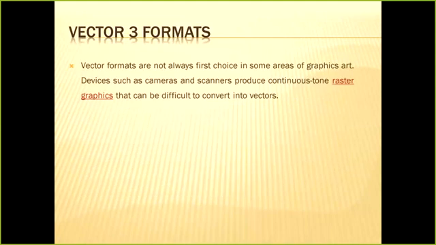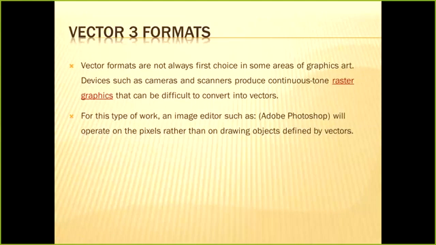Vector formats are not always the first choice in some areas of graphic art. Devices such as cameras and scanners produce continuous tone raster graphics that can be difficult to convert into vectors. So essentially, to make this easy, if you're scanning a piece of art, or if you have a camera and you take a picture, you are not creating a vector. You're creating a raster graphic, which can be difficult to convert into vector. It kind of depends on the image or the photo. As I say, I will demonstrate to you in weeks to come how that is done.